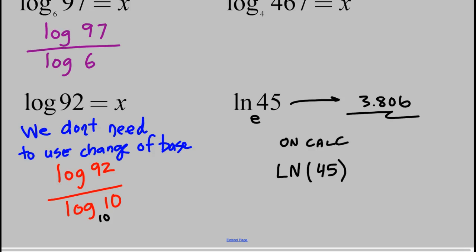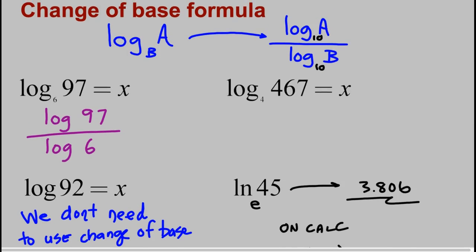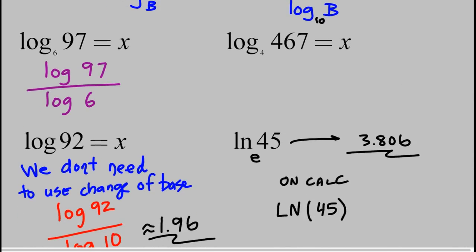What was the log of 92? 10 to what power is 92? This is going to be less than 1, I believe, isn't it? Wait, no, not less than 1. Less than 2. 1.96. Ka-chow. Good. What do you think? Change your base formula, get it? What was the log of 97 base 6? Did you do that one? 6 to what power is 97? Well, 6 squared is 36. It's going to be between 2 and 3. 2 point who? 55? Ka-chow?